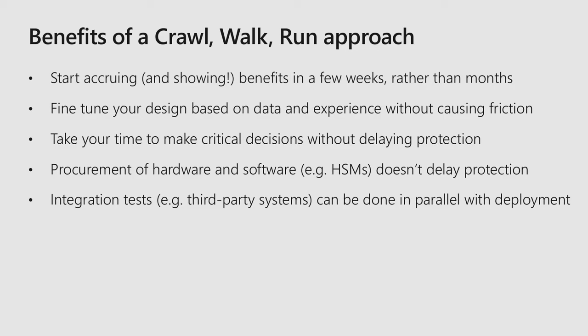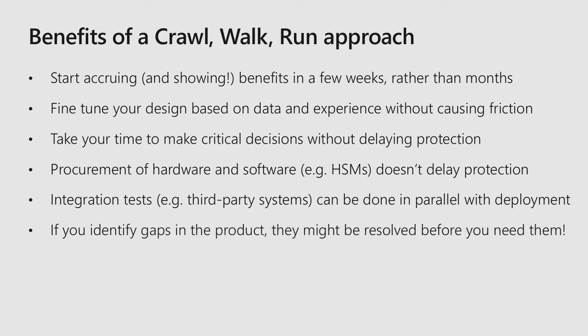Integration tests with third-party systems can be started initially, but you don't need to complete them before implementing the first steps, because implementing labeling doesn't break anything. The only chance of breaking anything is when you introduce encryption and access controls and that kind of thing. So you can do them in parallel with your rollout. And if you identify gaps during your testing, you can come to us and say, hey, the product doesn't do this. What can we do about that? And maybe there is a way to do it. Maybe we can work on that feature. Maybe we can find a third party to do that.